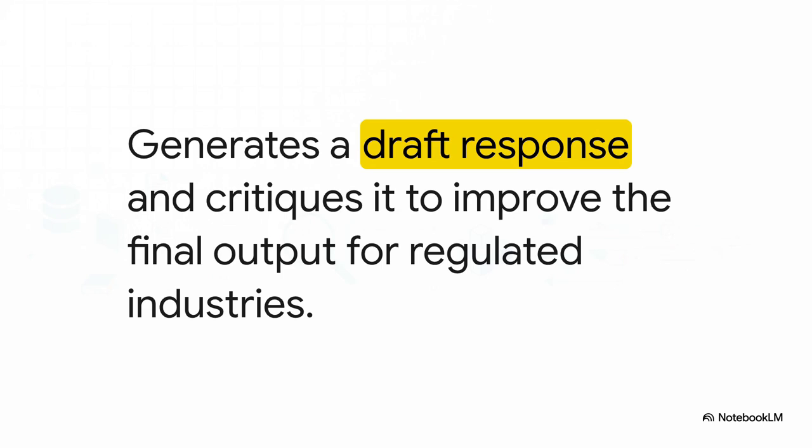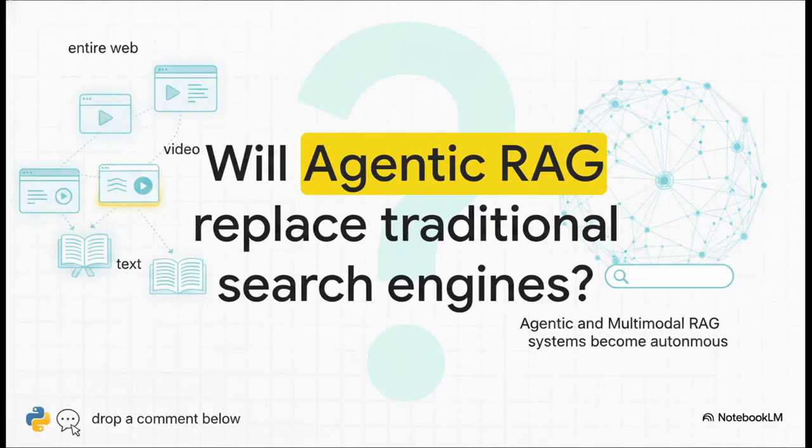Finally, we have self-reflective RAG. Now, this is the absolute gold standard for research-heavy, strictly regulated industries. Here, the AI generates a draft response, but instead of showing it to you immediately, it actually critiques its own draft. It analyzes whether the answer is fully accurate and complete, and if it's not, it does another search to improve itself before finally delivering the output to you. And honestly, out in the real world, production systems are often combining several of these architectures to create some truly incredibly powerful tools.